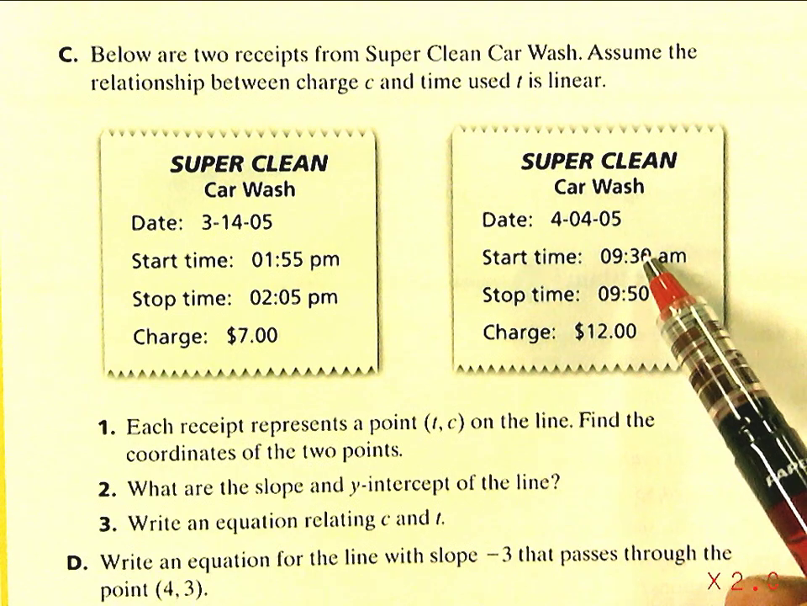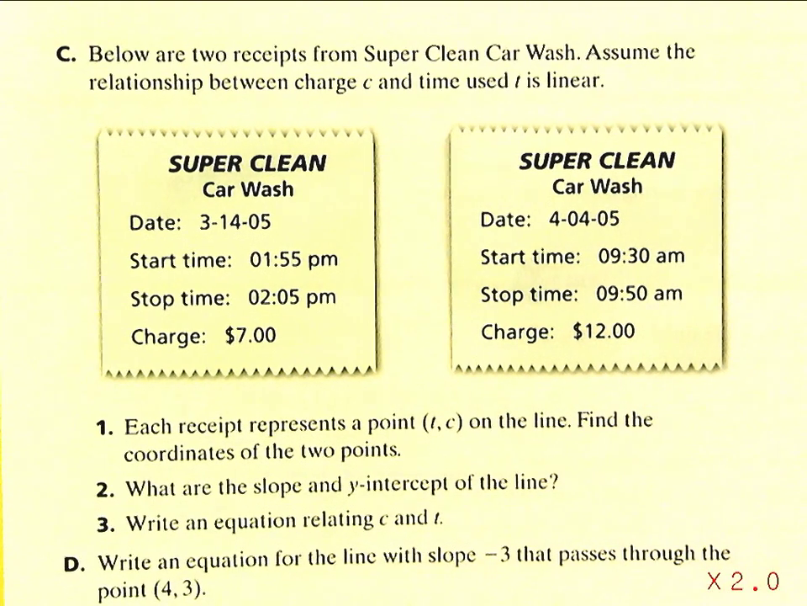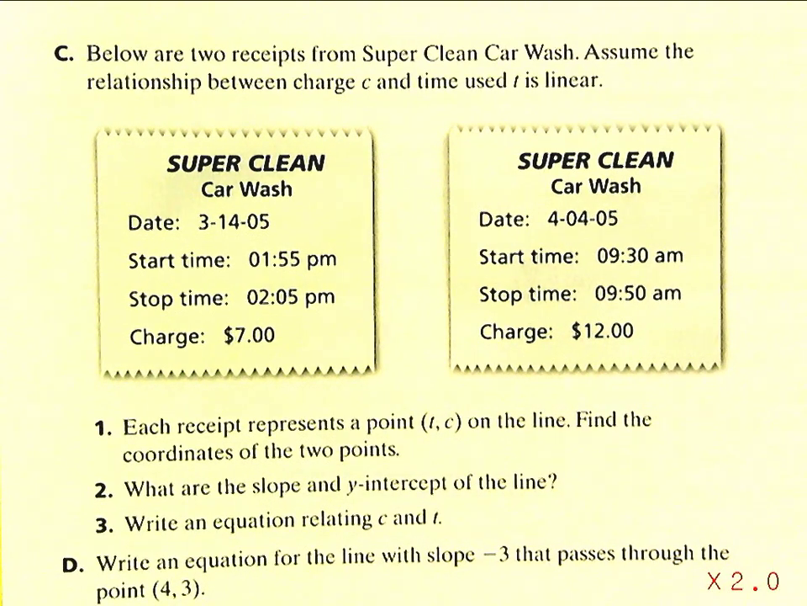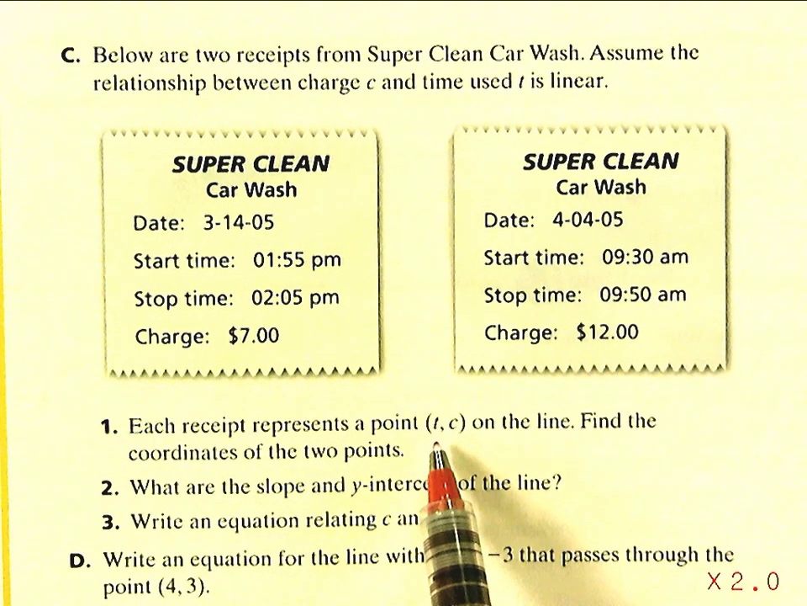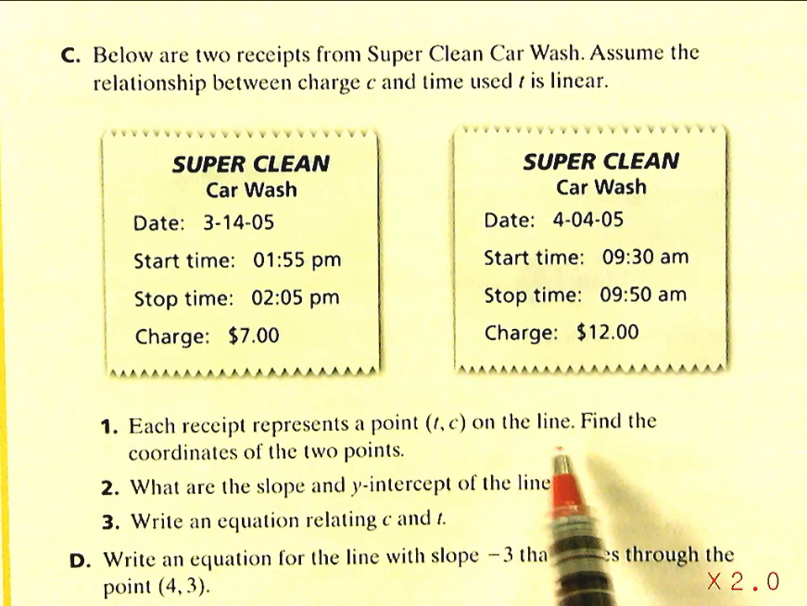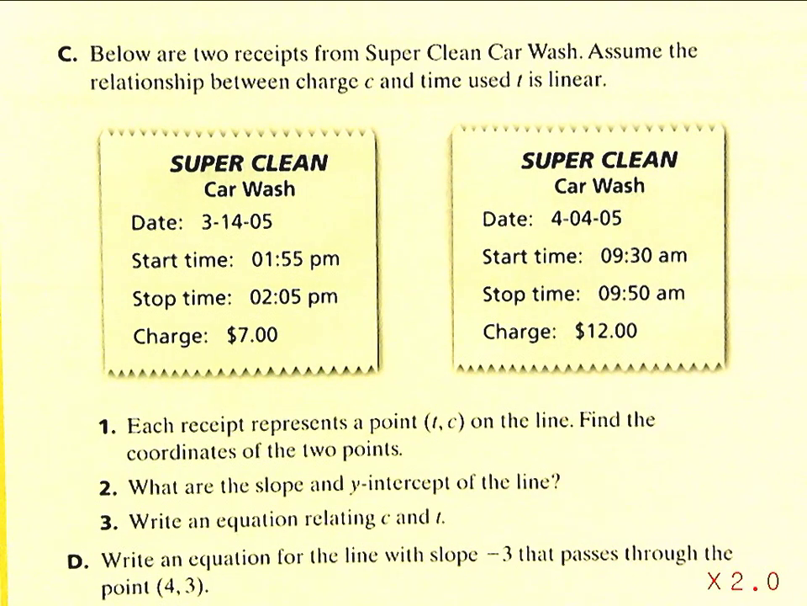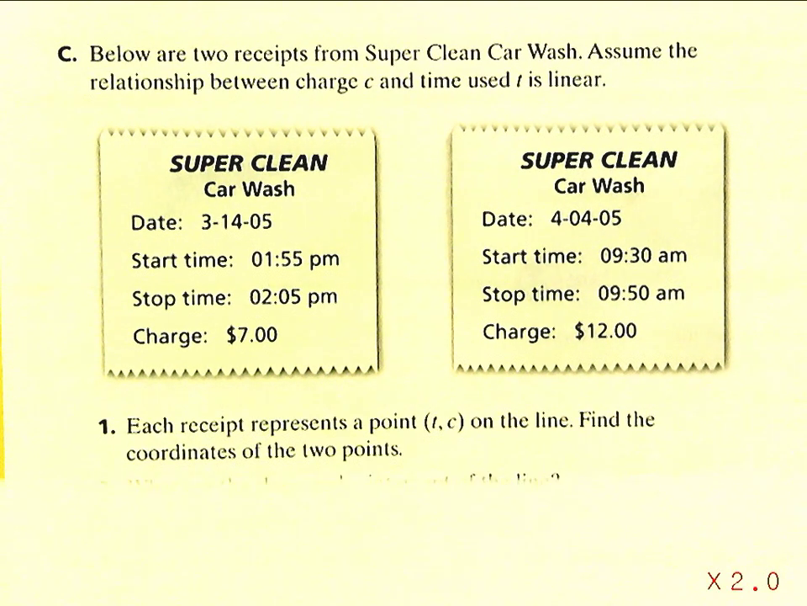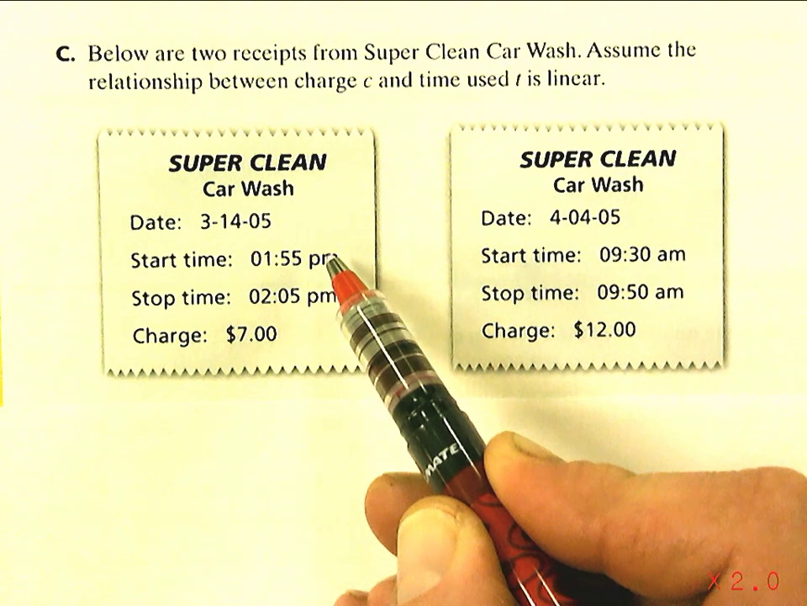So here's time, start time, end time, and the charge, which is all we need when we're trying to find equations. So each receipt in this case represents a point, time and charge, on the line. And so the coordinates of these 2 points are important to us because you need coordinates and points to find lines.